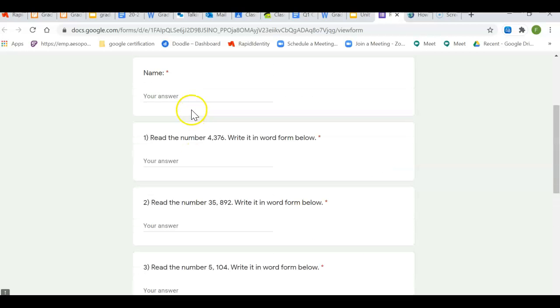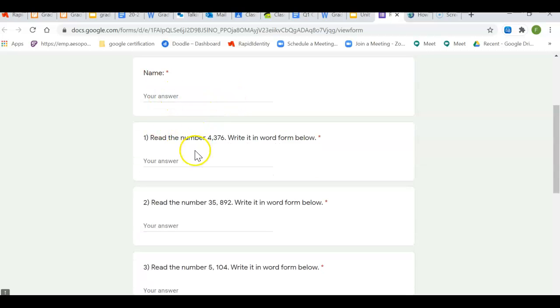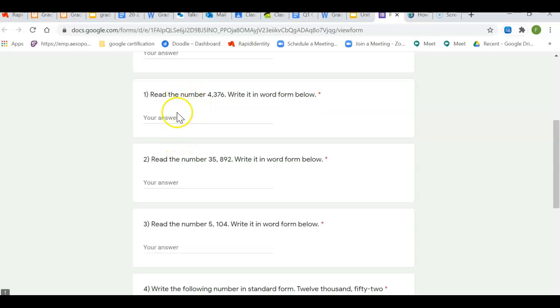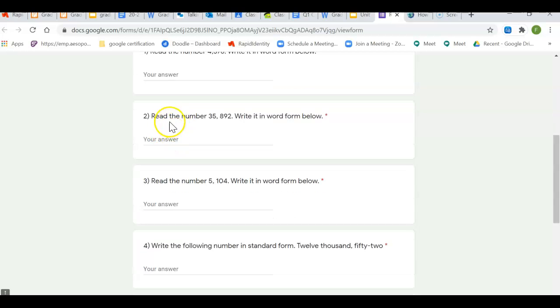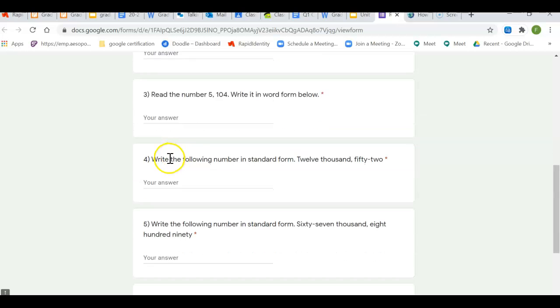Okay? And this is all about what we practiced so far, not just today, but yesterday. So make sure to put your name there, first and last name. And you're going to read that number and write it in word form, the way that we practiced it. And number 2, you're going to read the number 35,892. You're going to write it in word form below. Number 3, read the number 5,104. Write it in word form right here.